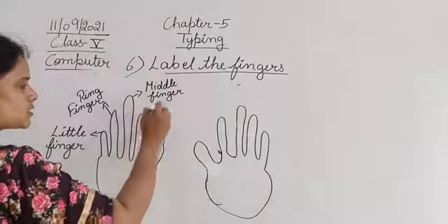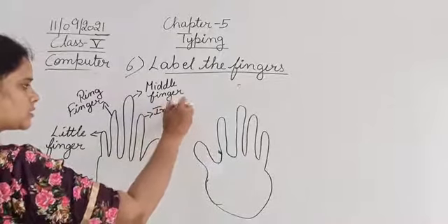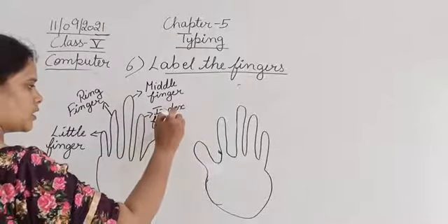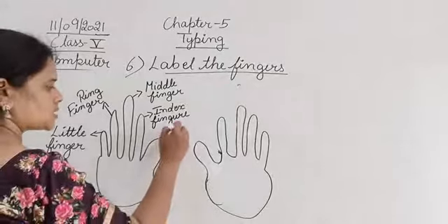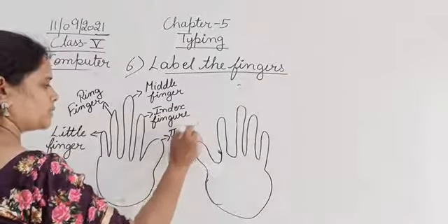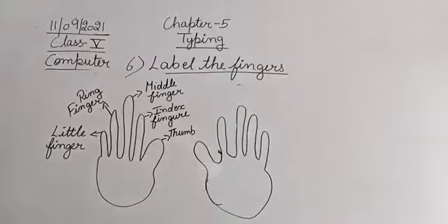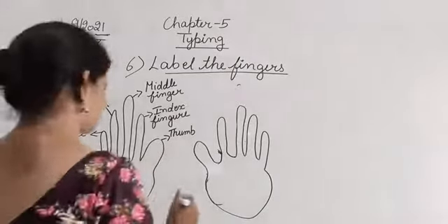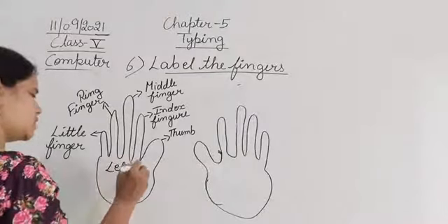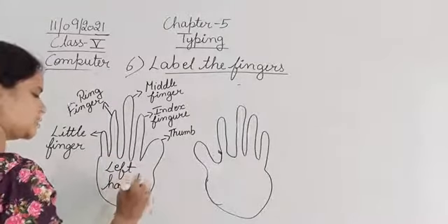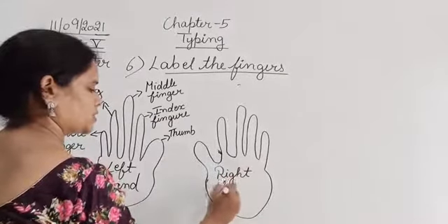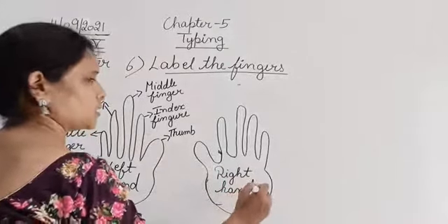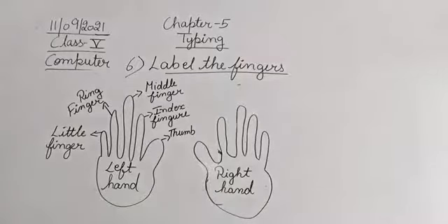The next is the index finger. This is the index finger, and the last is the thumb, T-H-U-M-B, that is the thumb. So this is the left hand. This is your left hand. Moving to the right hand. This is your right hand. So we have to mention the names of the fingers of the right hand as well.